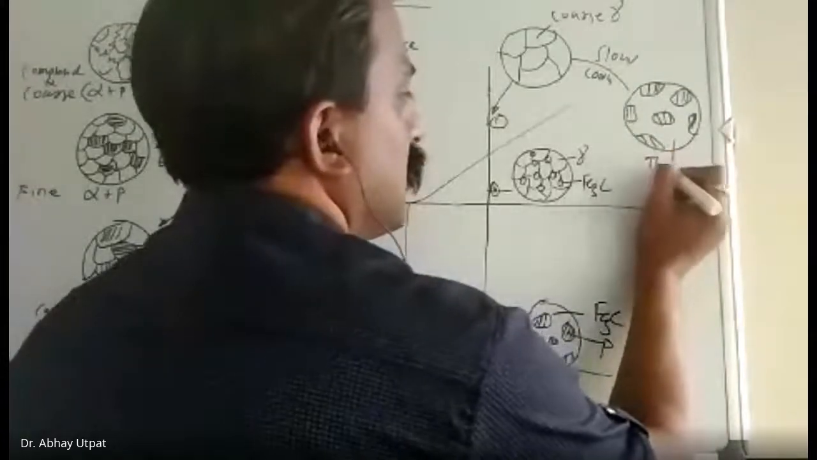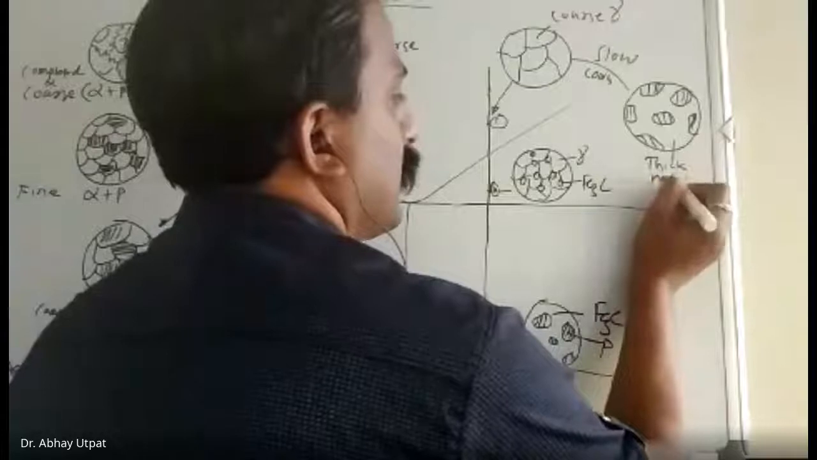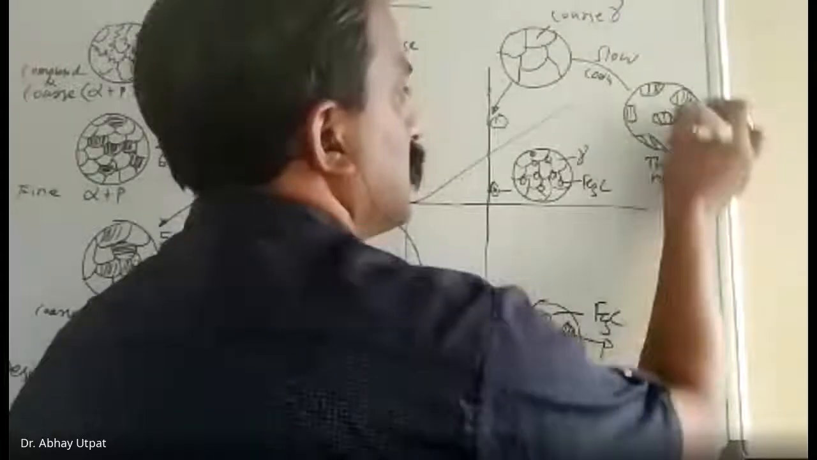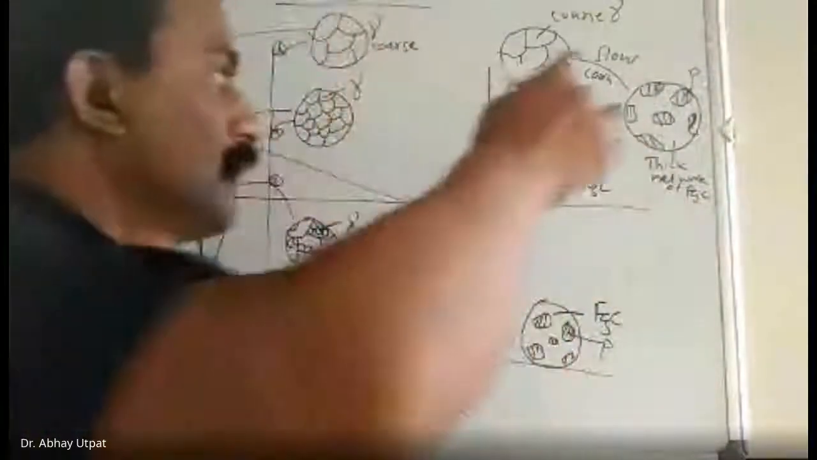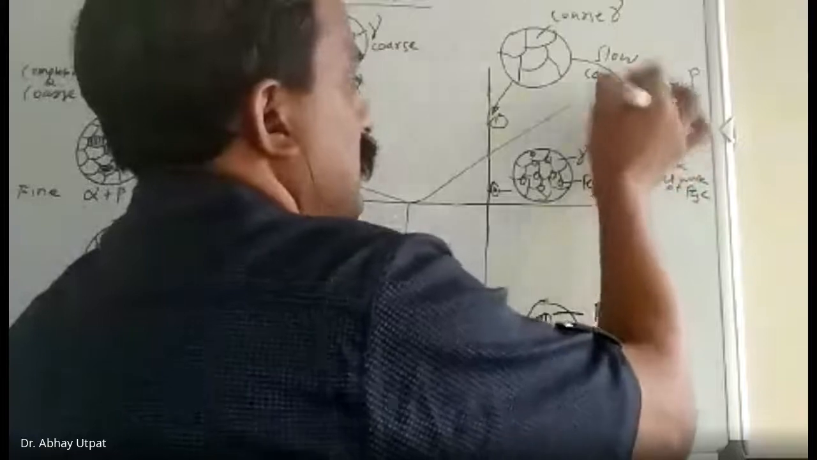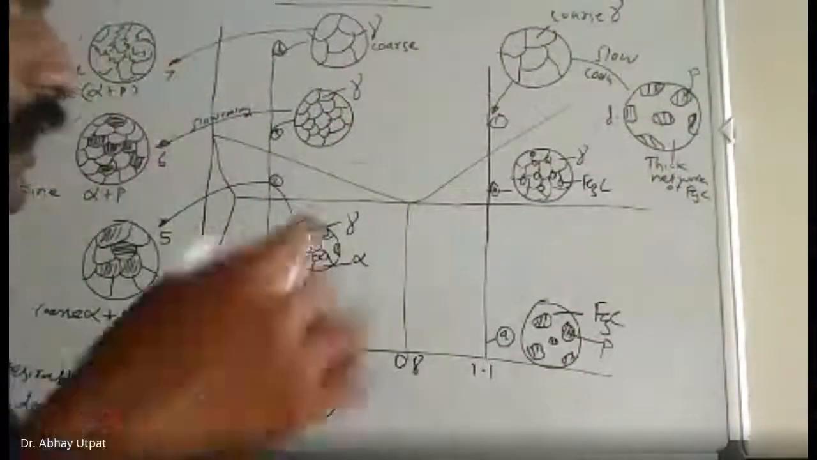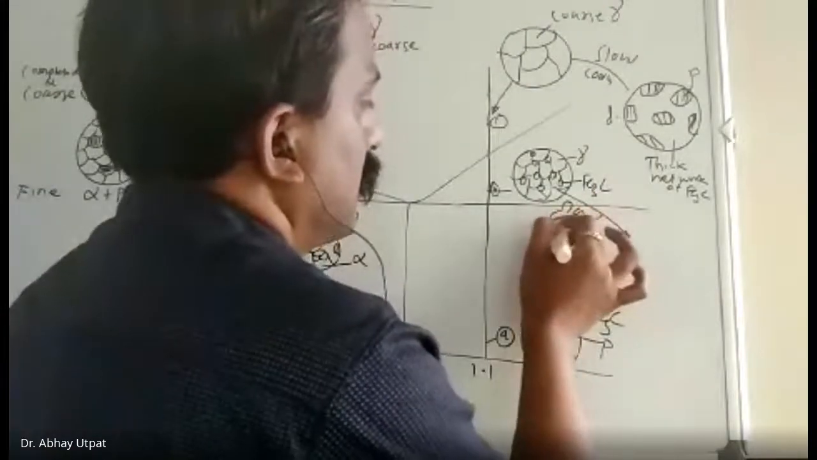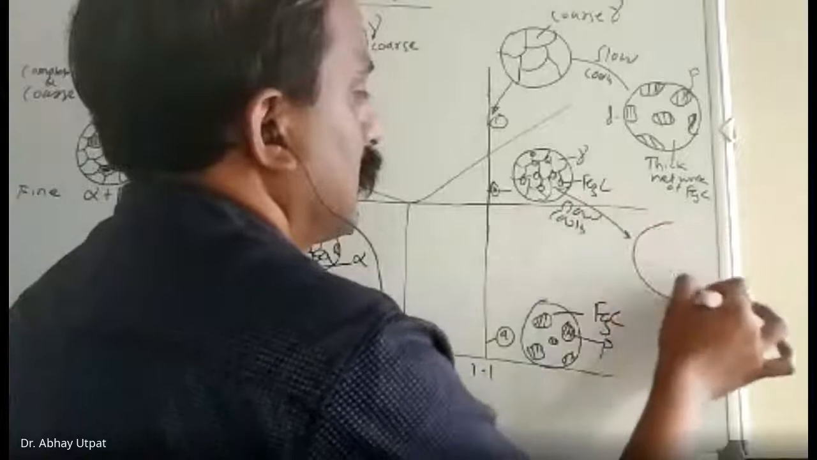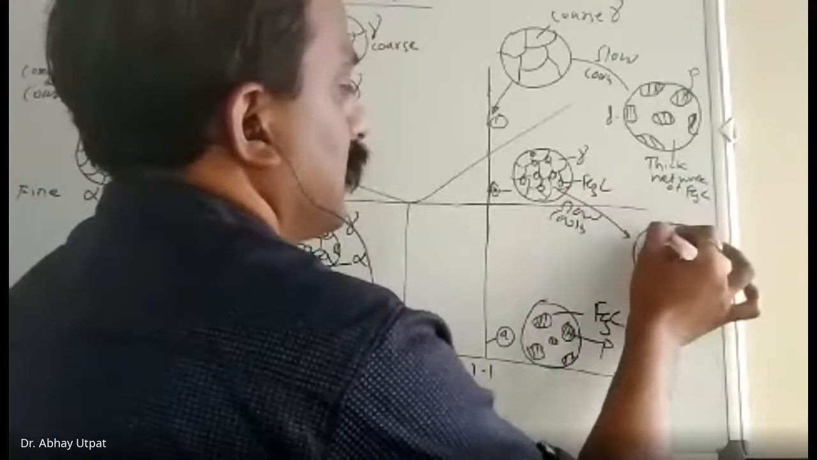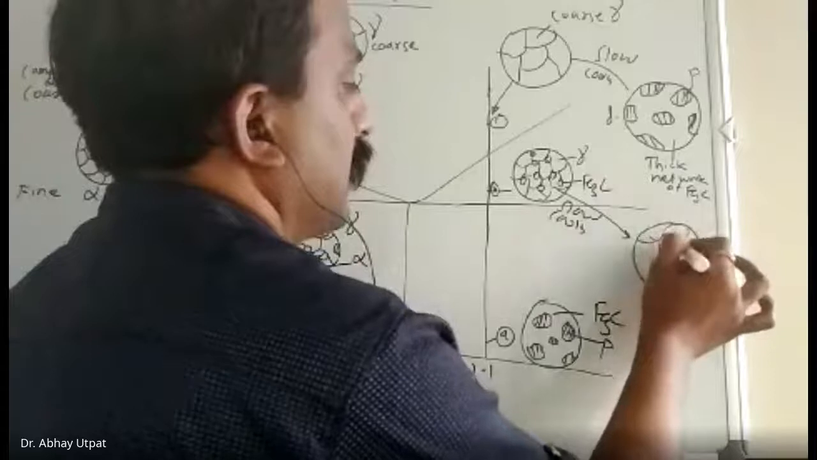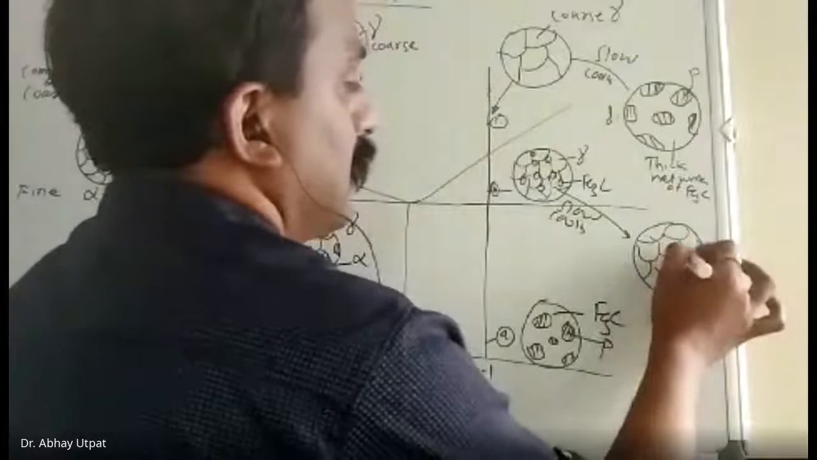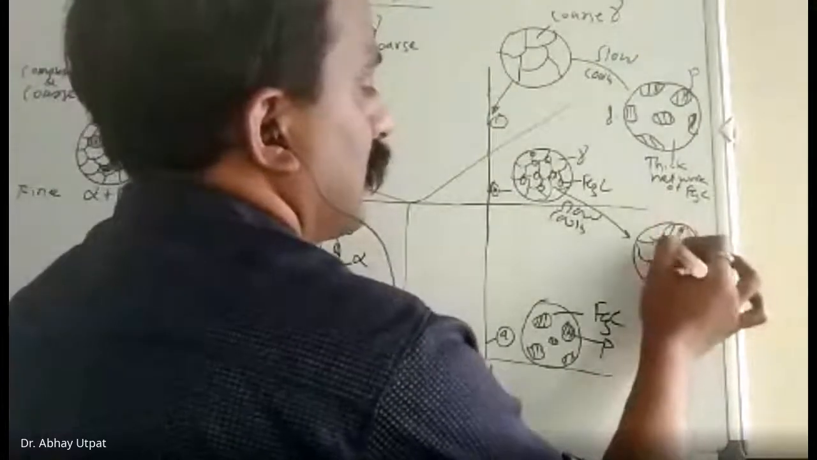Here, thick network of Fe3C and P, A, B, C, and D. This point is D. And now, if you pull from here, you will get globular perlite, globular cementite plus perlite. I will explain what this is.